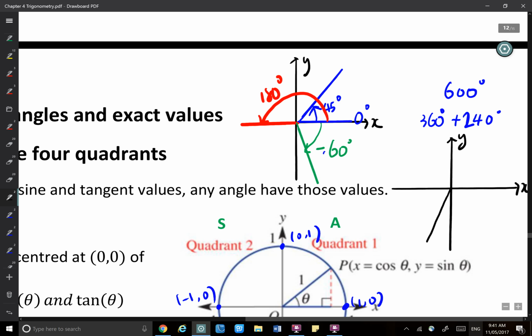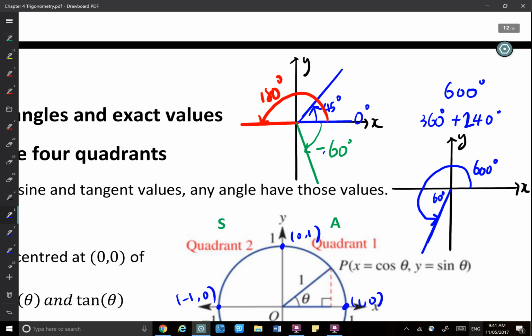180 plus 60 gives you 240. So this angle will be here. Here makes a 60-degree angle with the negative x-axis, but the actual angle we're talking about has already gone 2 circles. I can say that's a 600-degree angle. I can also say that's a 240-degree angle. They're at exactly the same position.